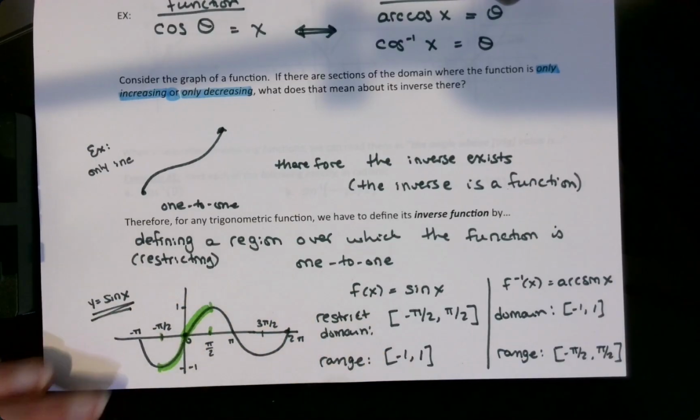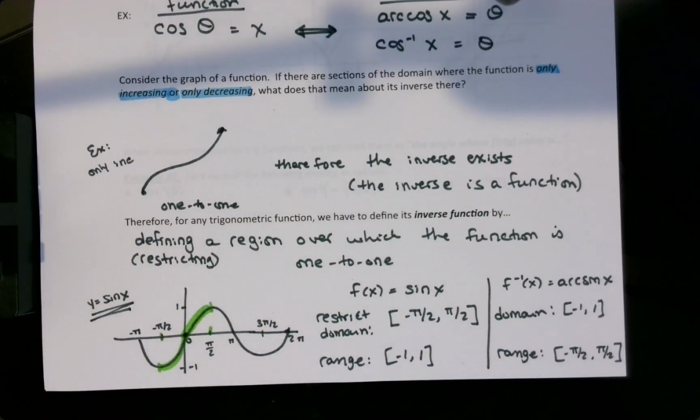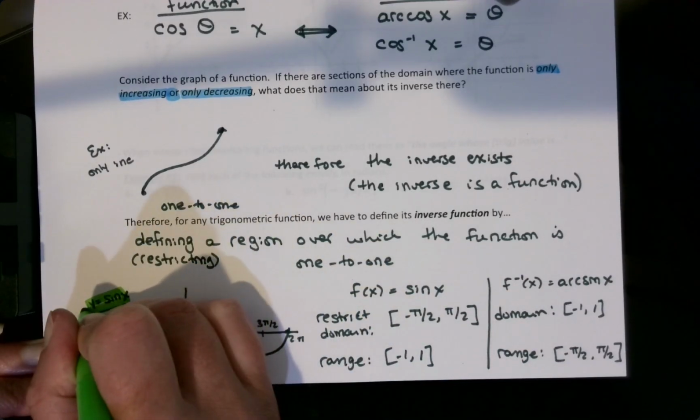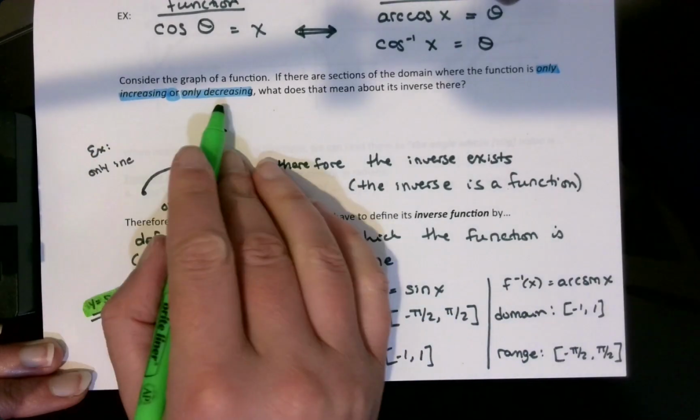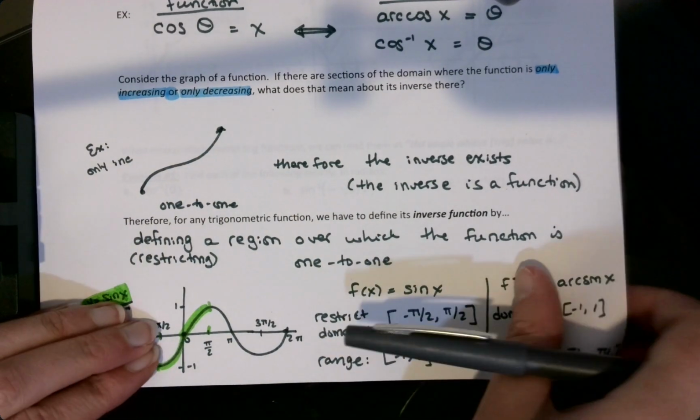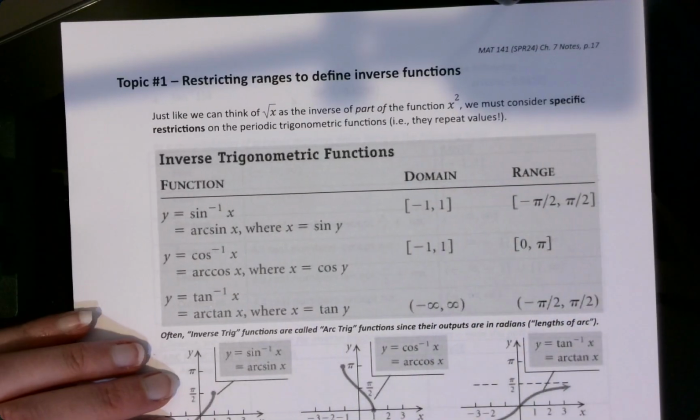This one's using the sine of x function to an interval over which it is 1 to 1. 1 to 1 can visually be seen by all increasing or all decreasing. All right, so let's take a look at the next page.